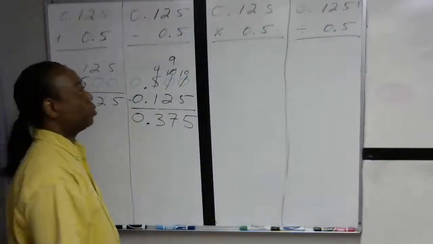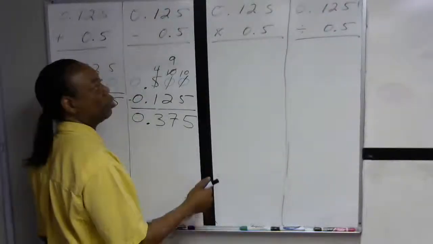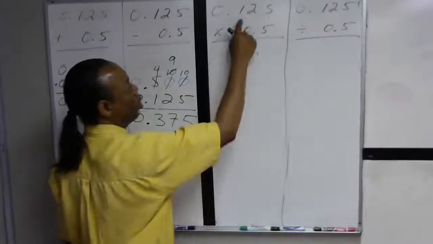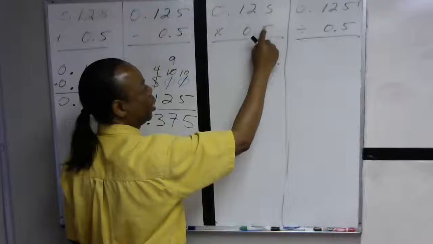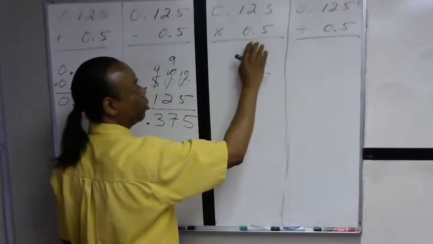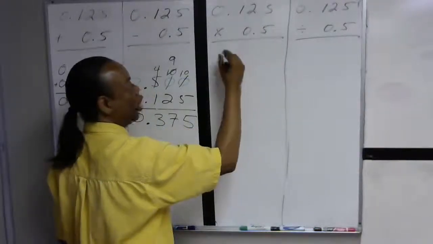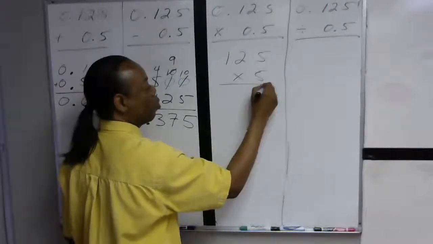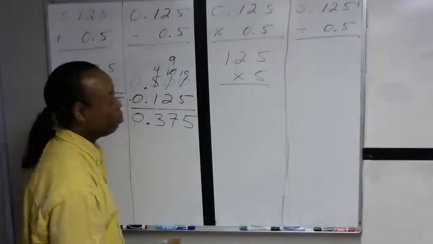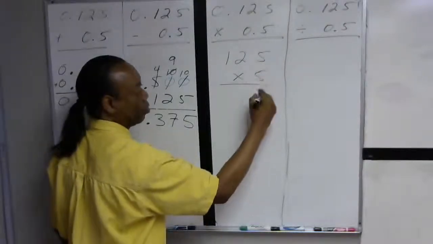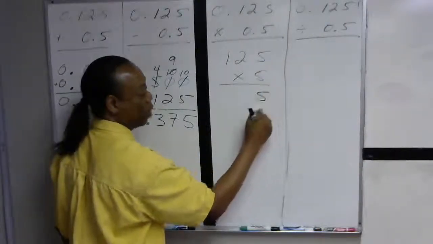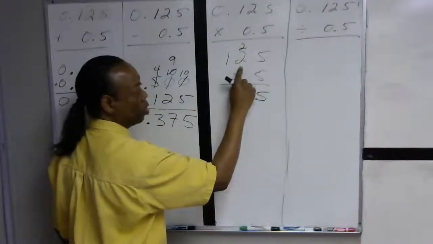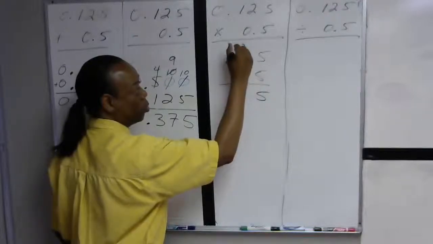Okay, multiplication. With multiplication, we basically count all our decimal places. We have 1, 2, 3 decimal places, and this makes a 4. So there are 4 decimal places in here. So we're going to multiply the 125 times the 5, and then we'll put in our 4 decimal places at the answer. 5 times 5 is 25, so 5 here, 2 there. 5 times 2 is 10, plus 2 more gives us 12.